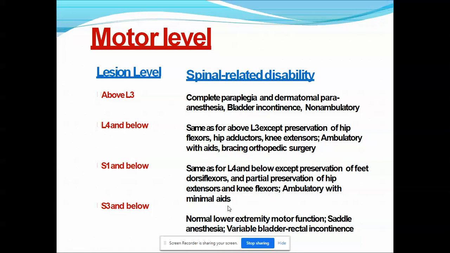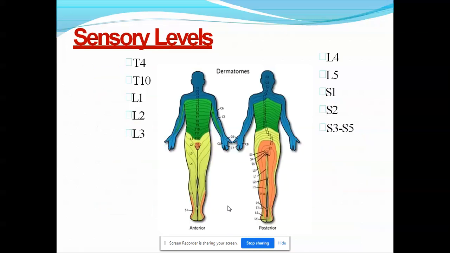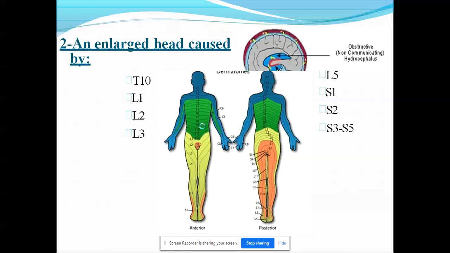In your book, the physical rehabilitation book by O'Sullivan, different levels are given for spinal cord injury. If the spinal cord defect is at this level, then what will happen? So there is the ASIA scale. You have to read about that ASIA scale from your O'Sullivan book on physical rehabilitation. Sensory loss, you can see these are the segments which will have sensory loss: T4, T10, L1, L2, L3. So dermatomes and myotomes will be affected.